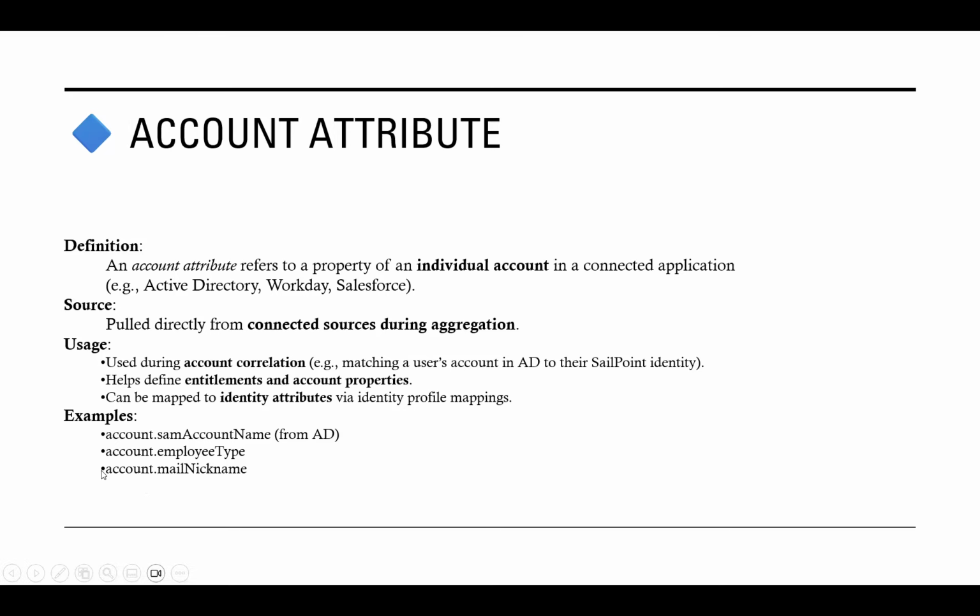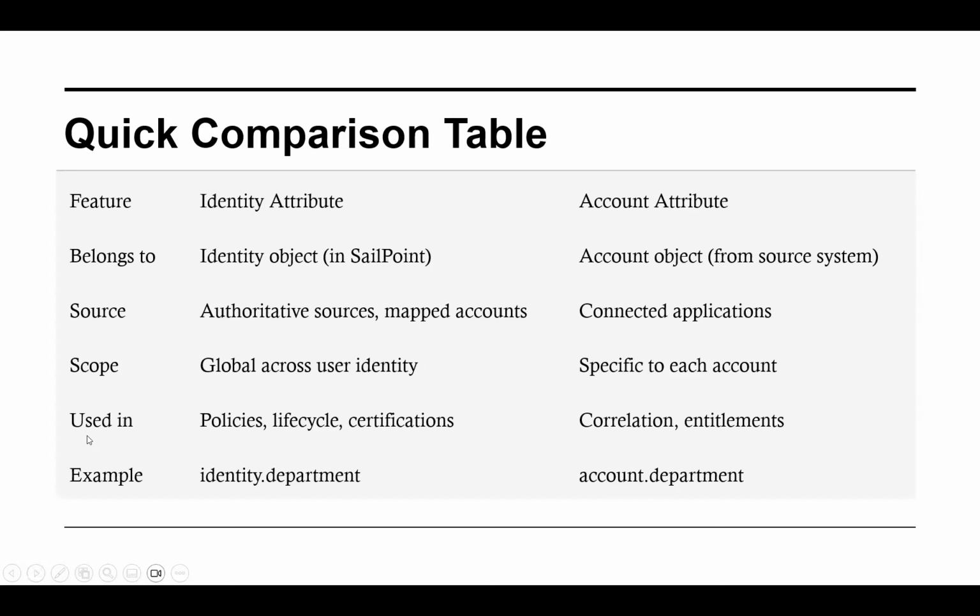So here, how will you fetch the data? In identity attributes, we use identity.attributename, whereas here we use account.attributename. All these are the basic attributes from AD: sAMAccountName, employeeType, mailNickname. All these attribute values will be fetched using account.attributename. If you want to compare between these two, an identity attribute belongs to the identity object, whereas an account attribute belongs to the account object.